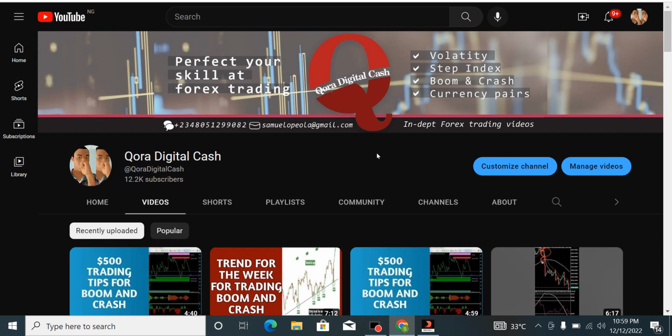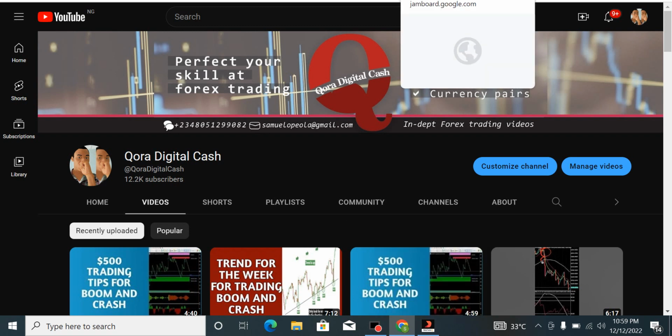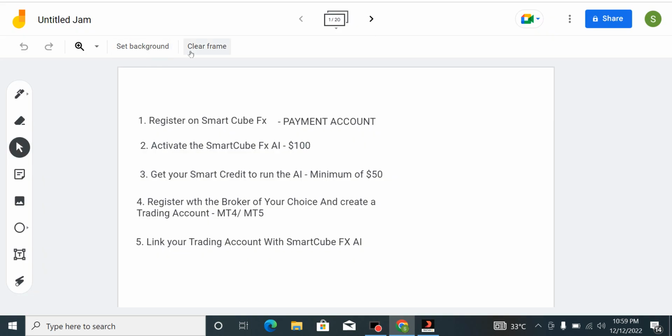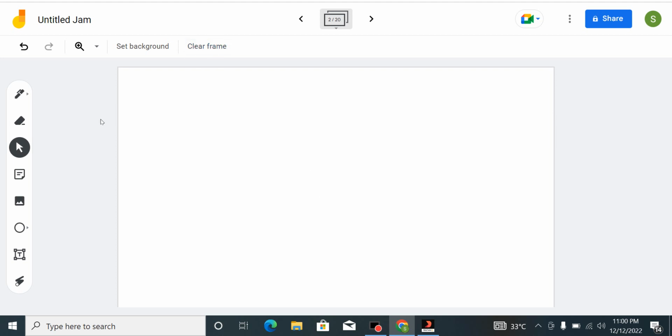So quickly, let's go straight into what we have right here. Like I said, we will be looking at spikes trading in boom and crash. Let's check out what a spike is all about, how we can address it, and how we can identify where and how it's going to happen. We will also quickly have a look at a few things which we should put into consideration before we go fully into it.